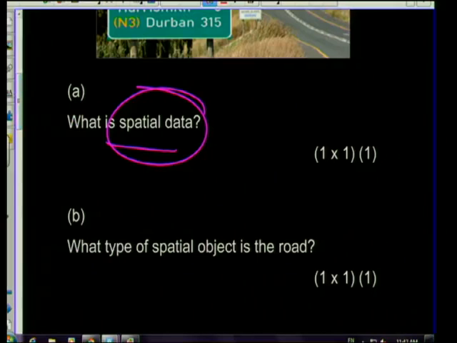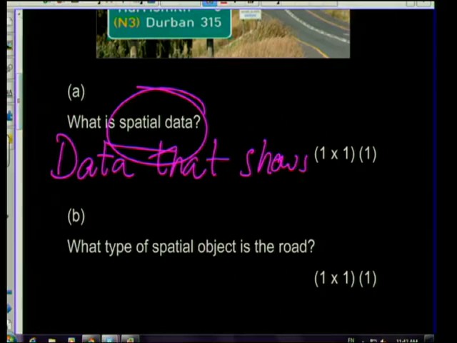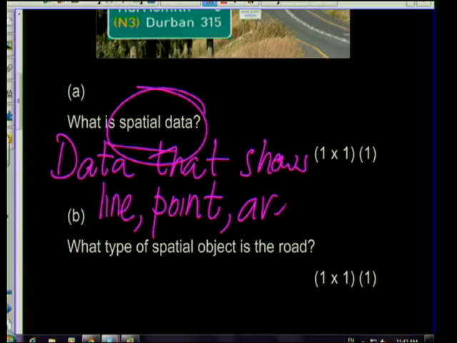For example, like the question we've just discussed, a line object could be a road. A point object could be a trig beacon, and an area object could be a dam or even a mining area or an area of cultivation. What is spatial data? I'm going to put it as data that shows line, point, as well as area objects.